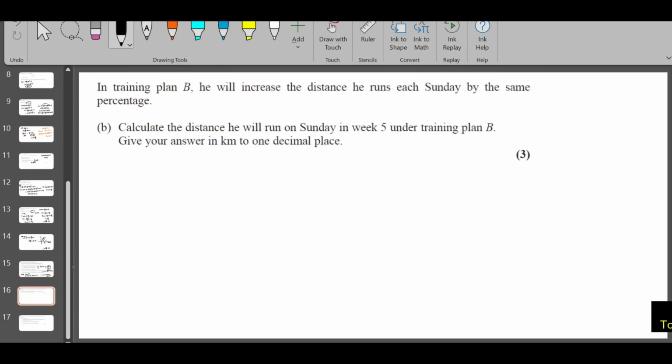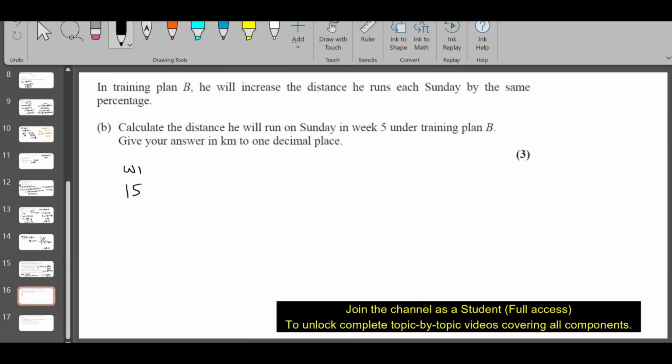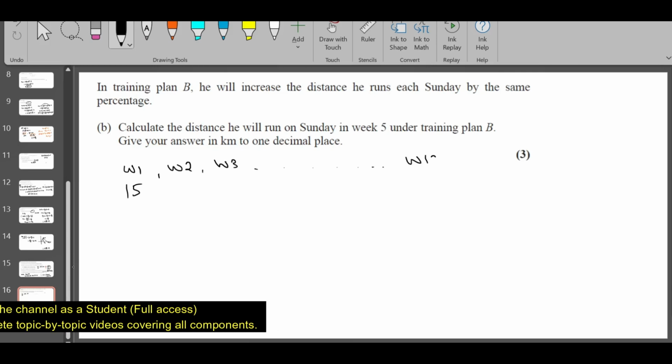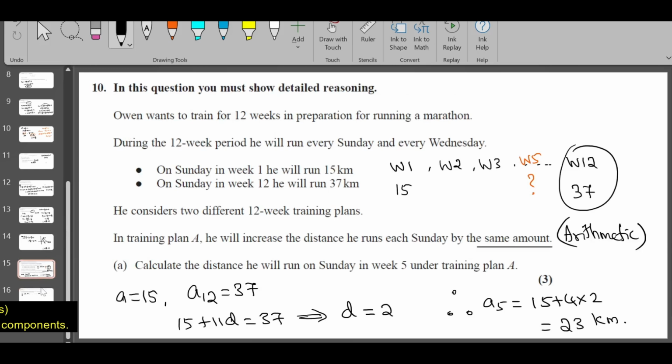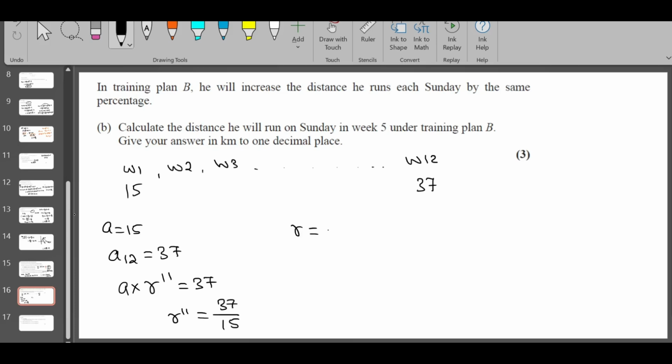Part B. In training plan B, he will increase the distance by the same percentage. Now you see week 1 it's 15. We don't know week 2, week 3. And in week 12 it was 37. Now it's a geometric series with the first term 15 and the 12th term 37. How do we write the 12th term? A r to the power n minus 1 is 37. 15 r to the power 11 is 37, so r to the power 11 is 37 over 15. So r is the 11th root of 37 over 15.